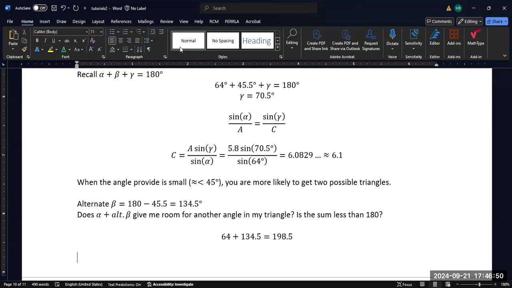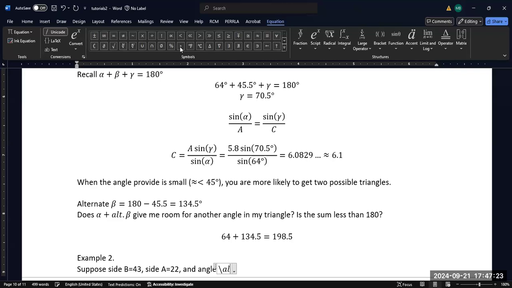So let's look at an example where that can happen. So example 2. So suppose you have side B is 43, side A is 22, and angle alpha is 34.